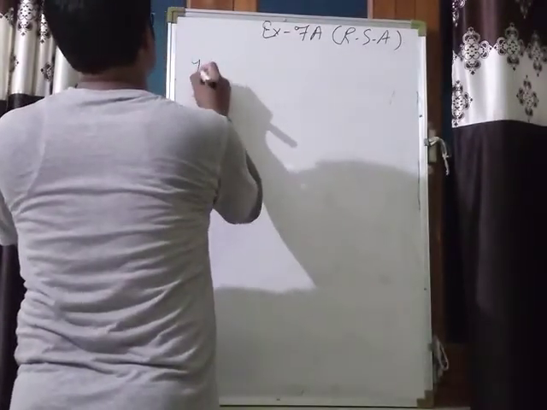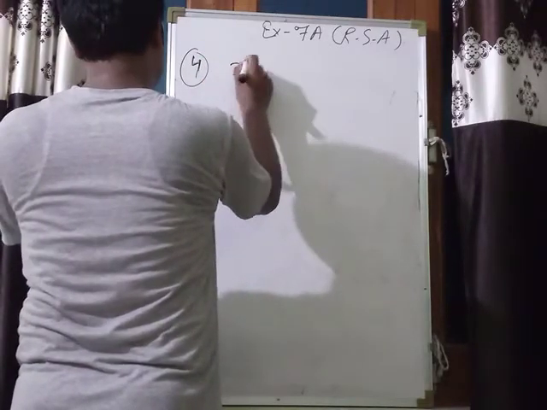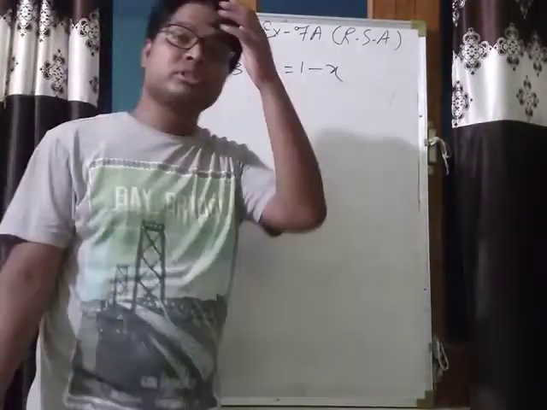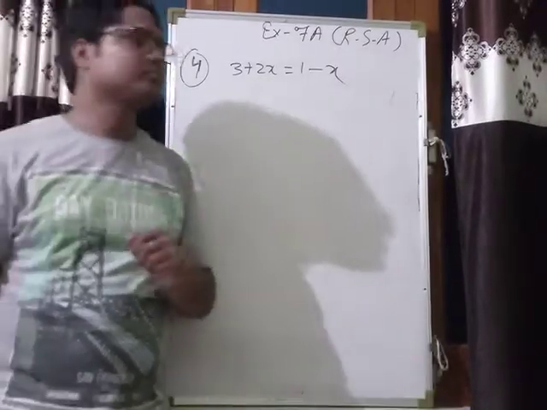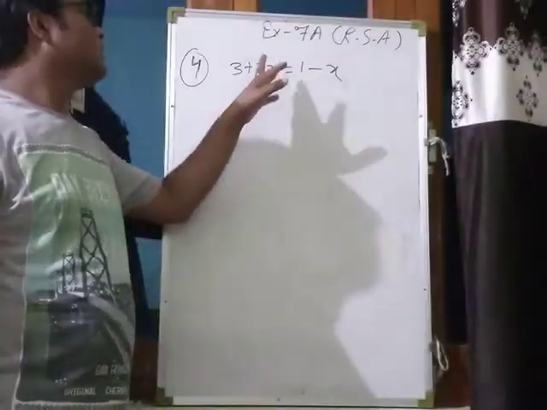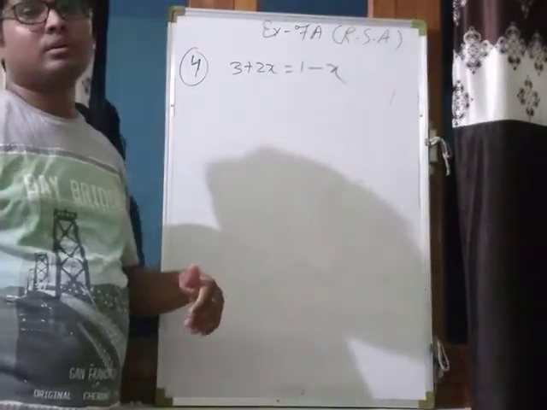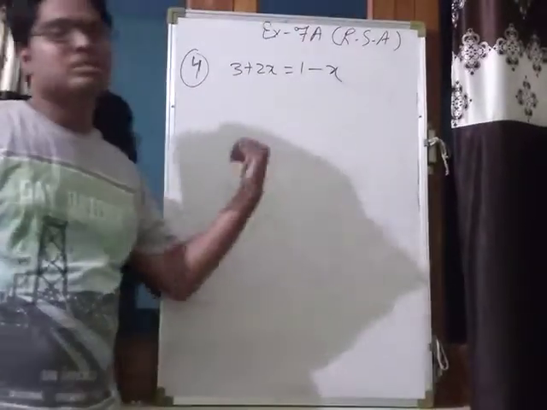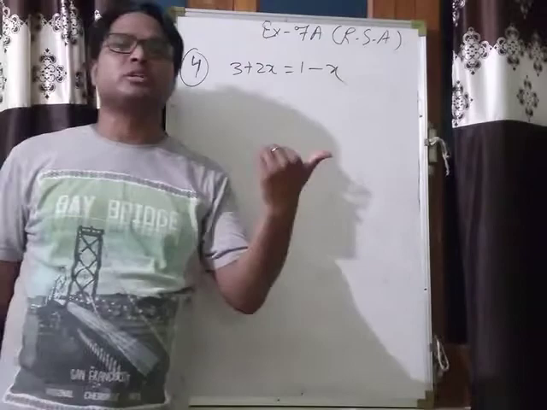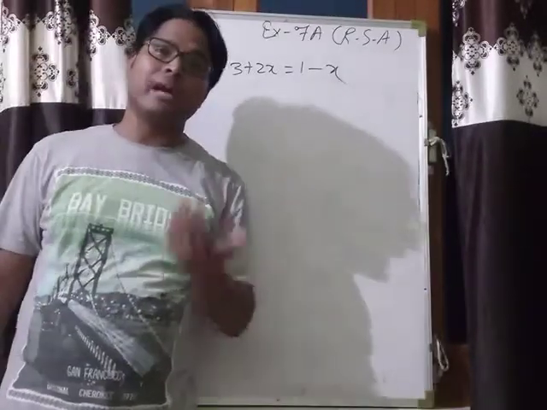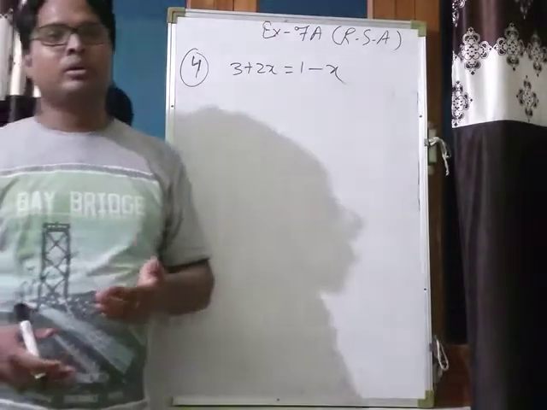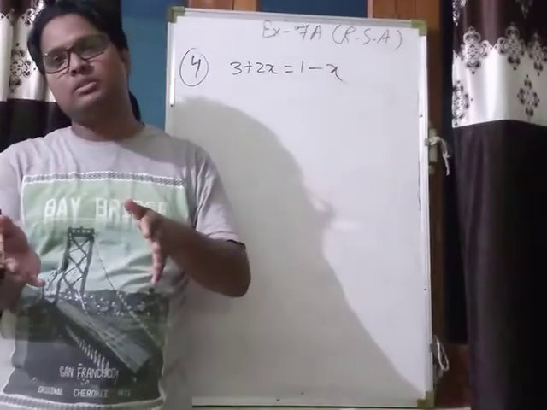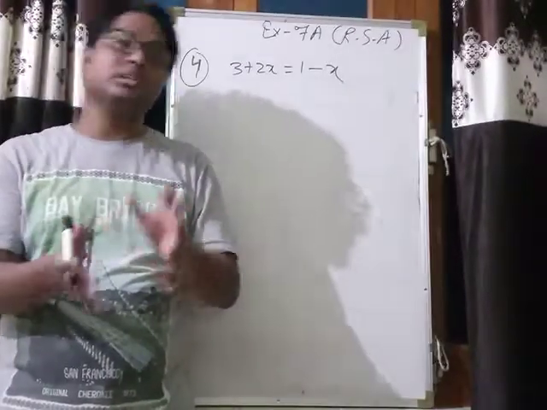Question number 4 is 3 plus 2x is equal to 1 minus x. We want to solve this. After that we have to check whether our answer is correct or not. See, you can see in the previous question there was a constant on the right hand side. In this question, the variable is present on both sides of the equality. On this side x is present, on this side also x is present. Our first step is to transfer all the terms of variables to one side.